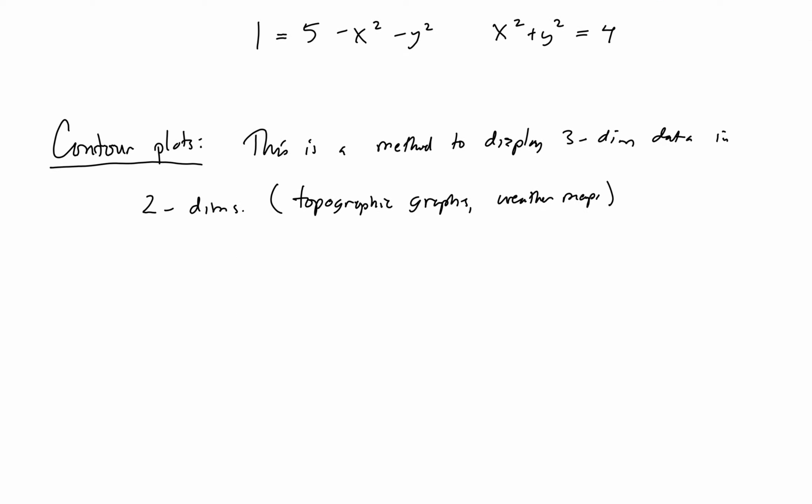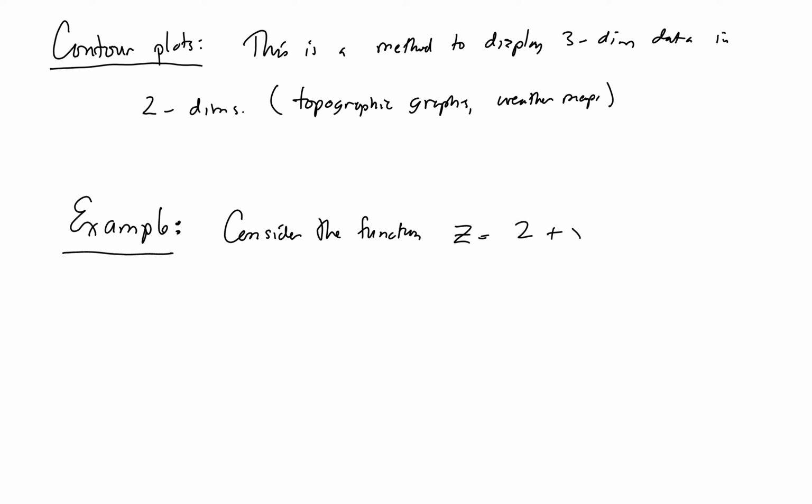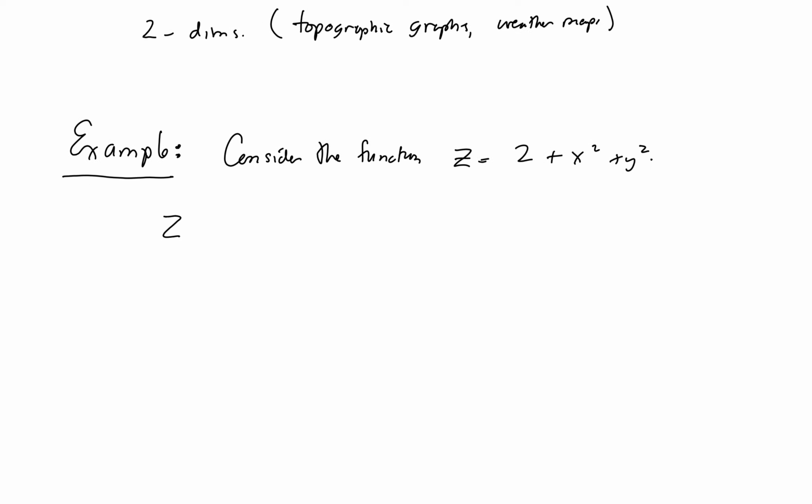So let's see some examples to see what we're working with when we mean contour plots. Let's consider the function z is equal to 2 plus x squared plus y squared. Now notice that for this graph, we're always going to have z has to be bigger than or equal to 2, because x squared plus y squared has to be bigger than or equal to 0.